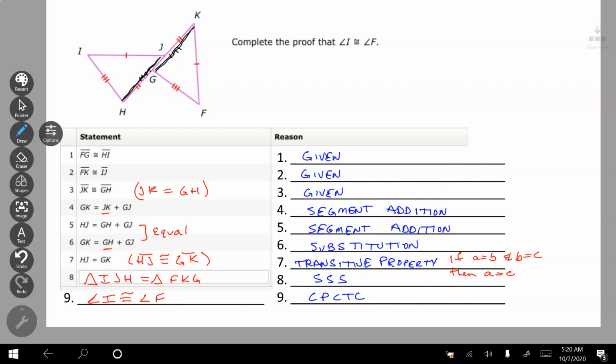And then so now I have this triangle is congruent to this triangle because I have side, side, side. 1, 2, 1, 3, 4 ticks, 1, 3, 4 ticks. And therefore, this angle here is congruent to this angle here by corresponding parts of congruent triangles are congruent.